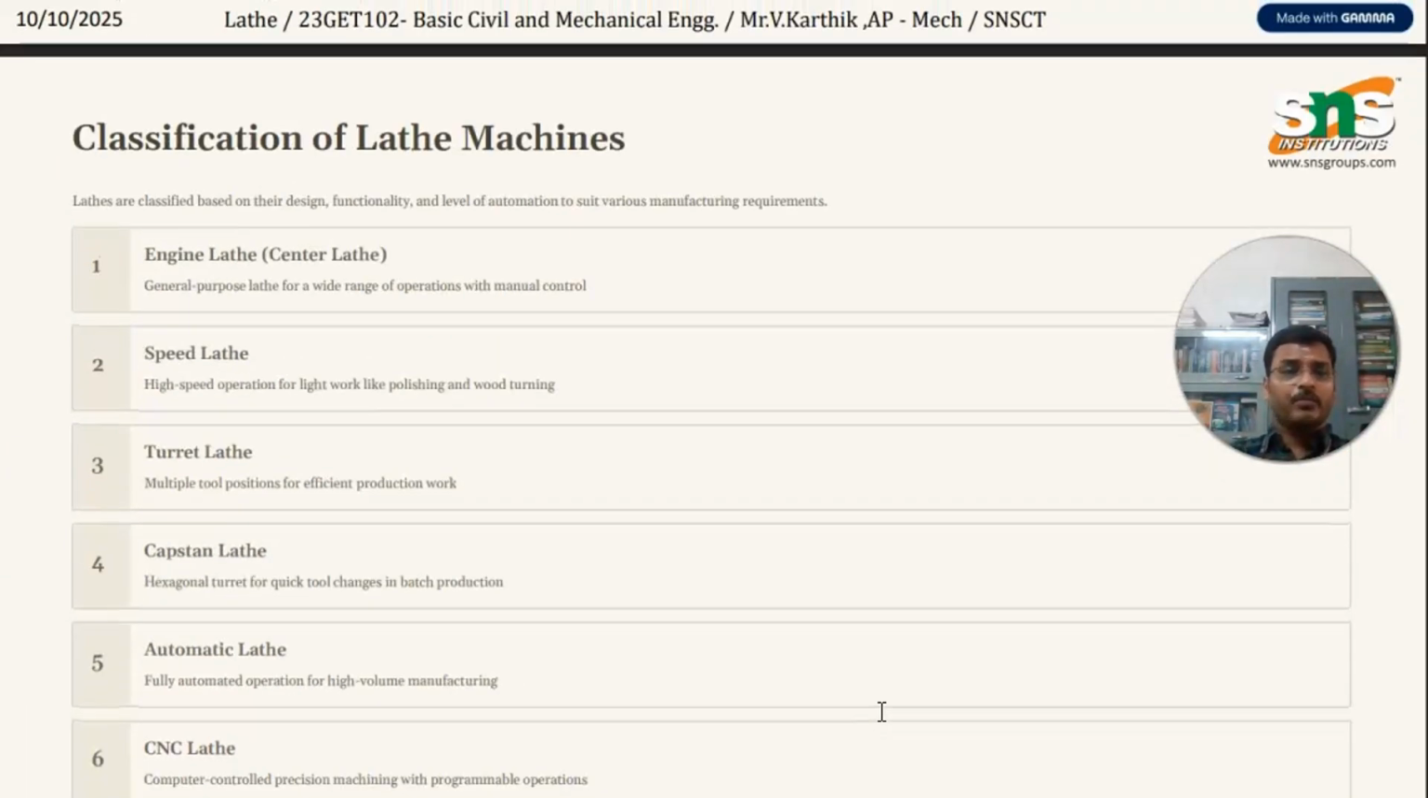The lathes are classified based on their designs, the functionality and levels of automation to suit various manufacturing requirements. Depending on these requirements, we have six types of lathe. The first one is the engine lathe. The second one is the speed lathe. Third one is the turret lathe.